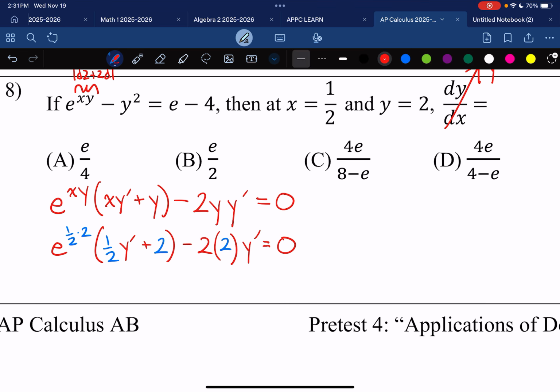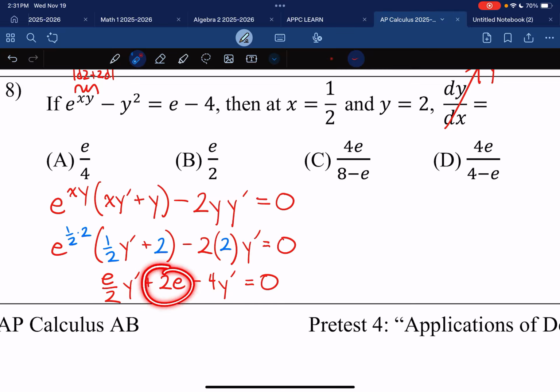This is going to be e halves. I distributed e times 1/2 times my y prime plus, distributing the e into the 2, I get 2e minus 4y prime is equal to 0. The reason I wanted to distribute the e is because I don't want to have to worry about any sort of multiplication. I simply want a bunch of terms, and I want to distinguish between which ones have a y prime and which ones do not.